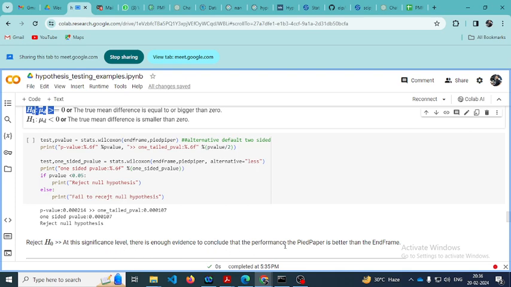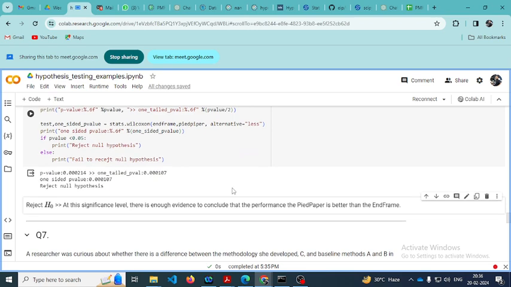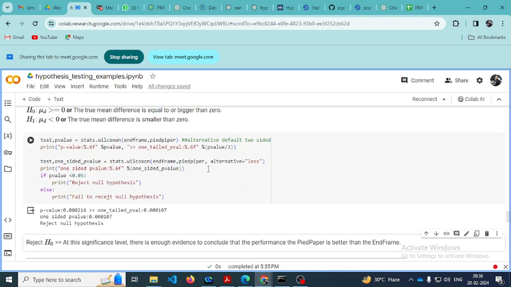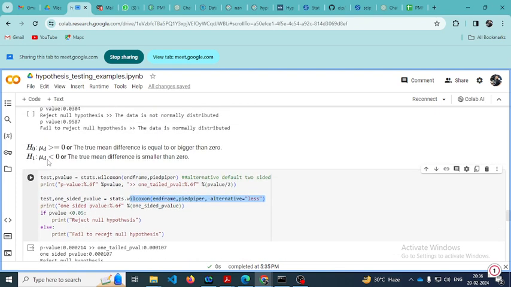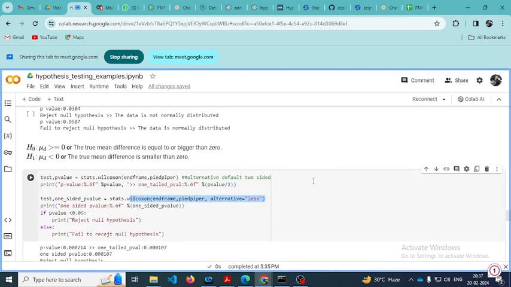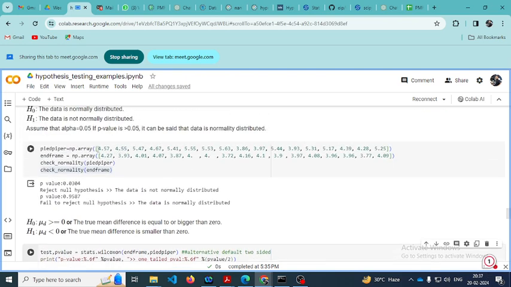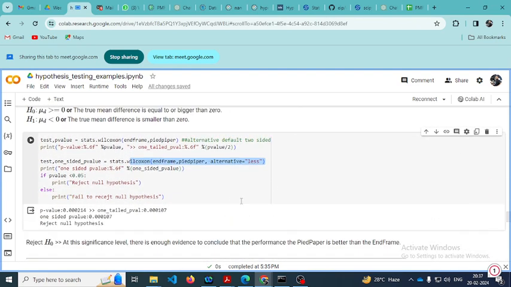There is enough evidence to conclude that the performance of Pied Piper is better than Enframe. If you want to compare two different companies, you may go for this test, then this rank. You need to give some rank to one company, then it will test this particular hypothesis. If it is rejecting, then we can conclude that the Pied Piper data has better performance than Enframe. This is the conclusion from this problem statement.